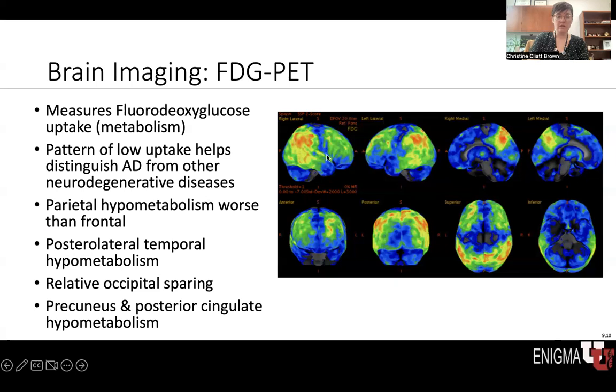We also see this posterior and lateral temporal hypometabolism. So the kind of side and back part of the temporal lobe has really low metabolism. And then if we were to look at the back part of the brain, except in variant PCA, we see that it's relatively spared, that the occipital lobes look pretty normal. If we look at the middle part of the brain, we see involvement of areas called the precuneus and the posterior cingulate. These are just different features we can look at to help differentiate Alzheimer's disease from others.